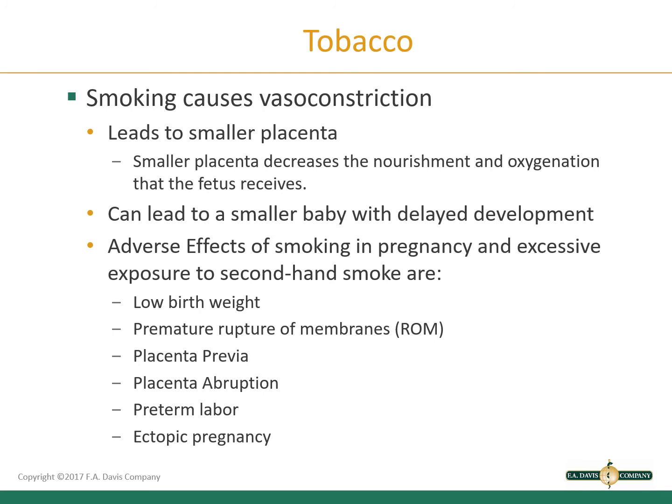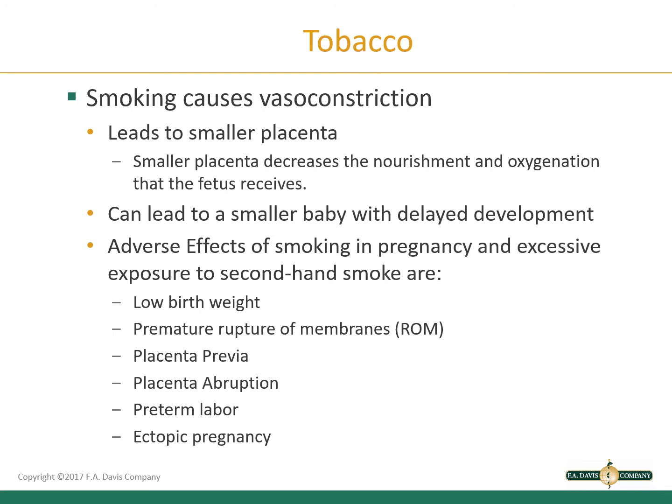So smoking causes vasoconstriction. It constricts the blood vessels. It leads to a much smaller placenta, and we know the placenta delivers oxygen and nutrients to the baby. So if smoking causes the placenta to be smaller, the baby is not getting as much oxygen and nourishment as normal. So the smaller placenta decreases the nourishment and oxygenation that the fetus is receiving. Therefore, it can lead to a smaller baby with delayed development.